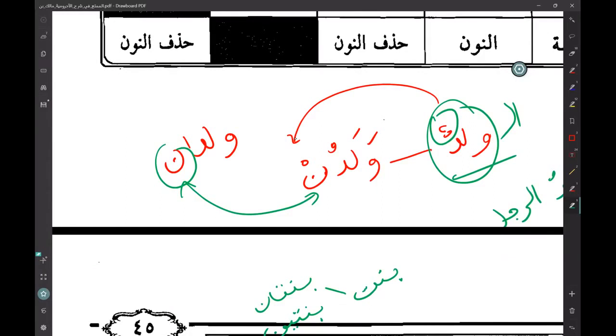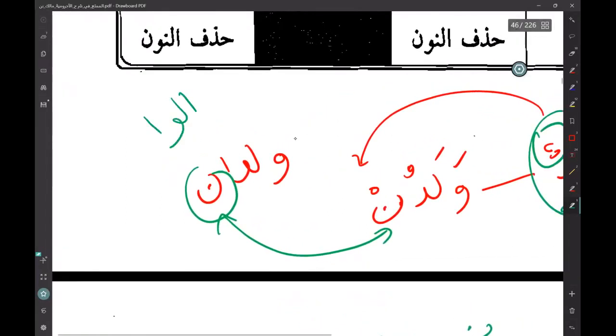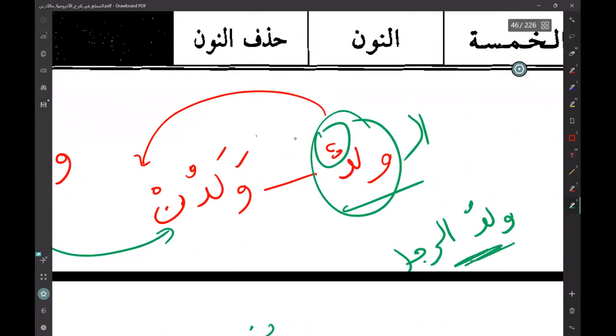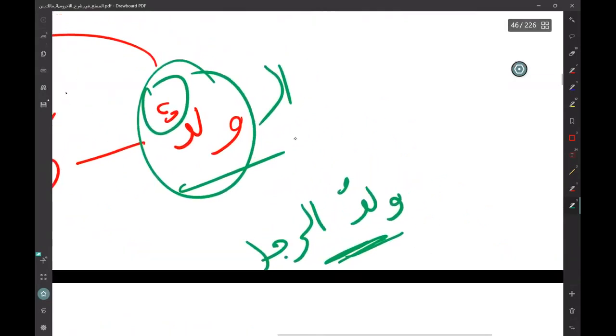So likewise, the only difference between this nun and the nun of tanween is that in the muthanna, when you have alif lam, the nun remains. So you can say al waladani. Okay. You see, the nun is not, sorry, what am I doing? Al waladani. The only time this nun will be removed from the muthanna, the dual, is when it is in the idafa. Okay. So you cannot say waladani ar-rajul.